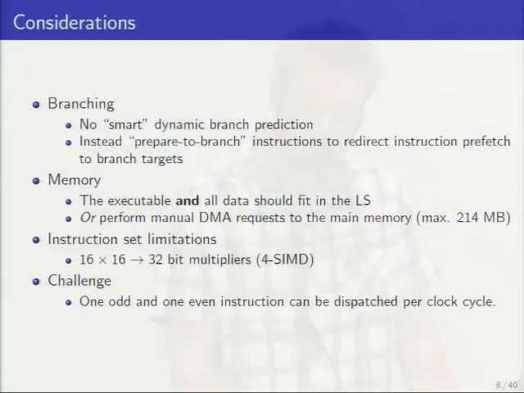So taking all this into consideration, the programmer has to obey, or not has to obey, but better take these things into account. One of the things I didn't mention is branching. As on all parallel architectures, and especially on single instruction multiple data architectures, branching is best to be avoided if possible. And on this architecture, there is no hardware branch prediction. So everything is done in software, so there is nothing smart out there. If you mispredict the branch, you get a huge penalty. Instead, there is a prepare to branch instruction to redirect the instruction prefetch to the branch targets.